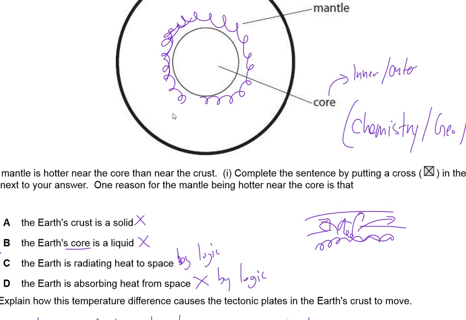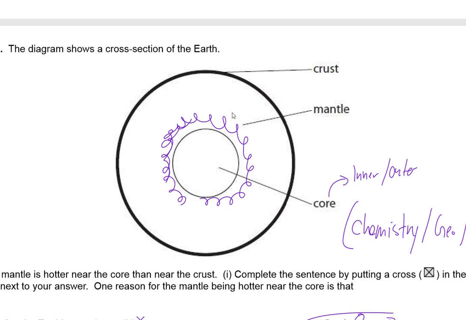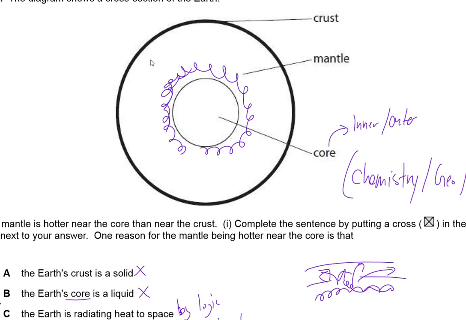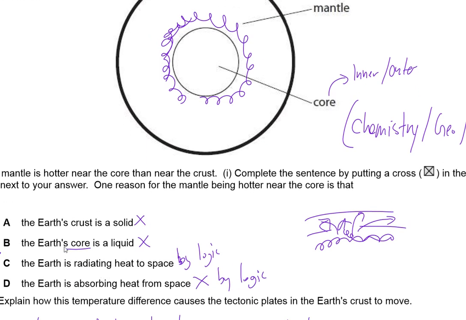So why is it that the mantle, which is here, is hotter on the inside, closer to the core, than outside? The first option is that the crust is a solid. So what? It makes nothing. No, that's wrong. Now, the earth core is a liquid. We don't know if it's talking about the inner core or the outer core, because remember, one of them is solid and one of them is a liquid. So we don't know which one it's talking about, so it can't be this one.